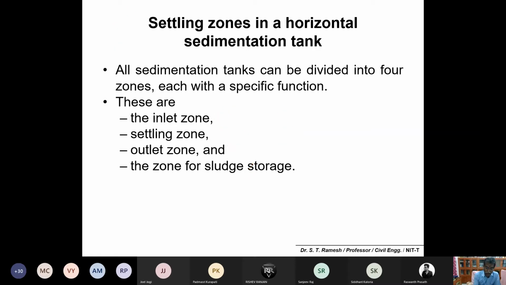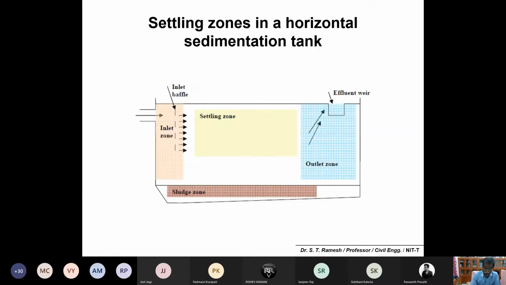So now you could understand this better with the settling zone. Each zone is marked in a different color. Number 1 is the inlet zone, number 2 is the outlet zone, number 3 is the settling zone, and number 4 is the sludge zone or sludge storage zone. In the inlet zone, you could notice an inlet baffle, which we'll discuss in subsequent slides.